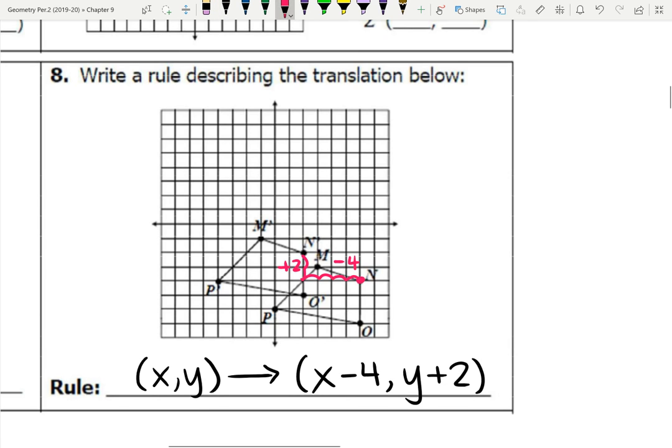And again, I can always verify. I could have chosen any point, like P, for example, and see it still moved 4 spaces left and 2 spaces up. So it didn't matter which of these points you chose to count, it should still be the same. And that's because these images are congruent to each other.